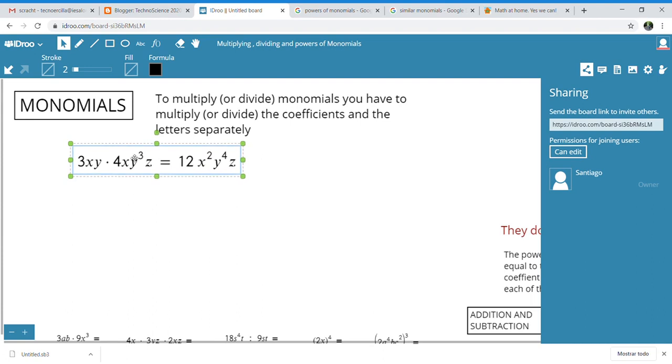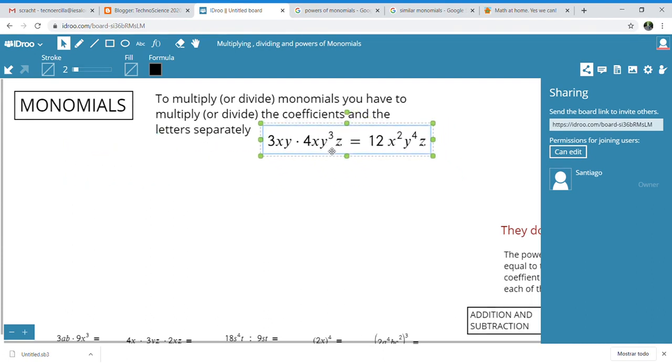Look at the example. Imagine you have to multiply 3xy times 4xy cubed z. So you follow the rules to multiply our monomials. You have to multiply the coefficients. Coefficients are 3 and 4, the numbers. 3 times 4, 12. Now we multiply the variables or the letters. Variable x. x times x is x to the power of 2, because when you multiply powers with the same base, x, you leave the same base and add exponents. Exponent 1 plus exponent 1, 2.